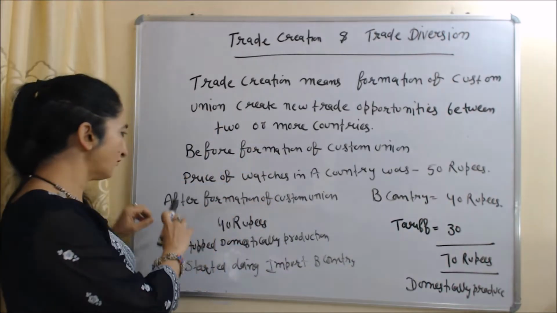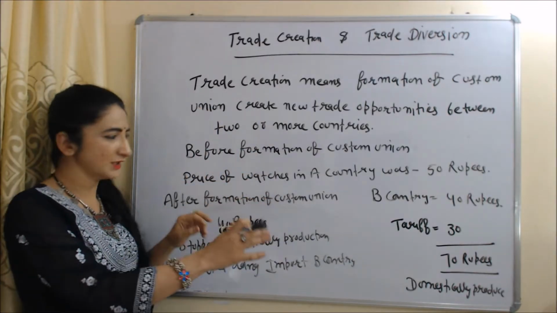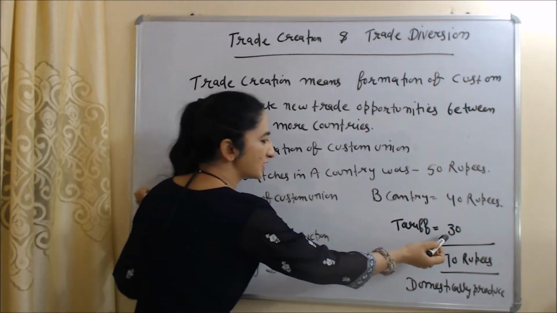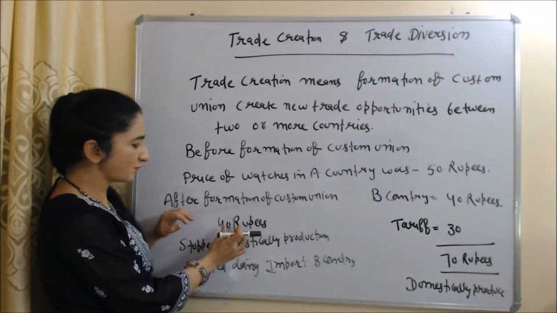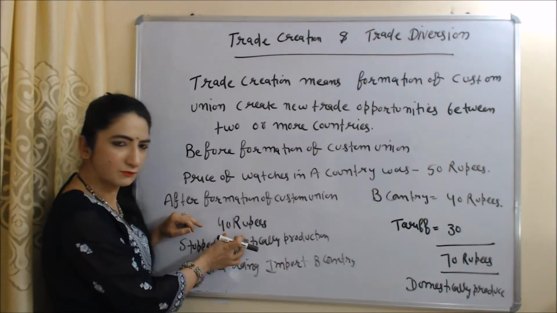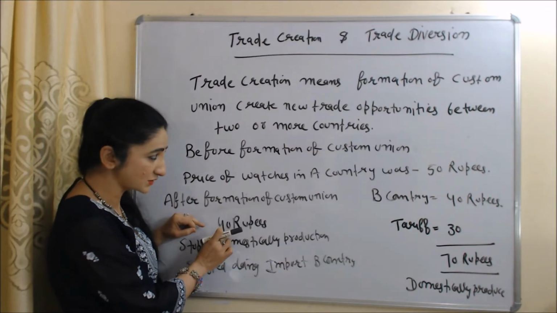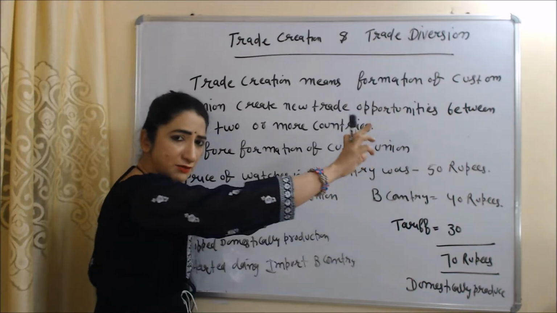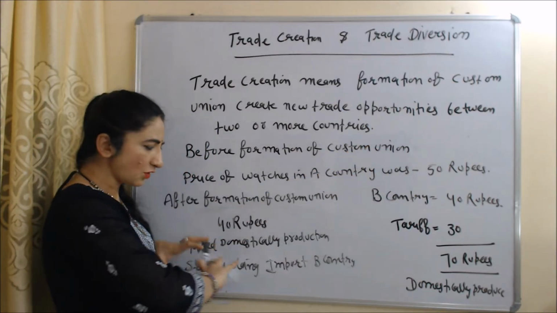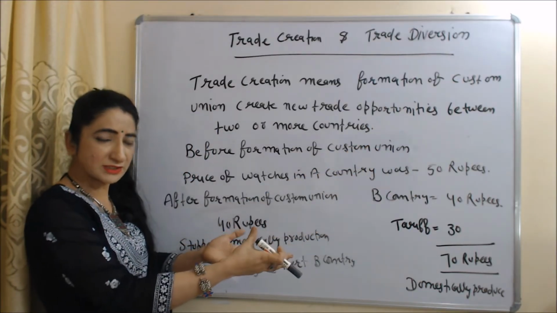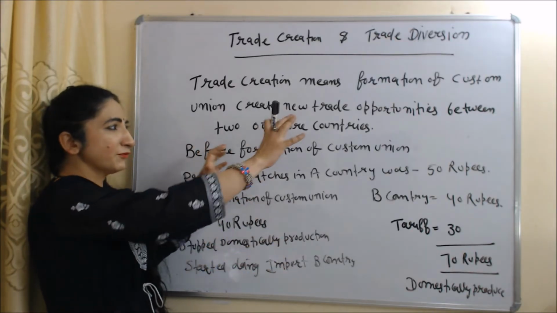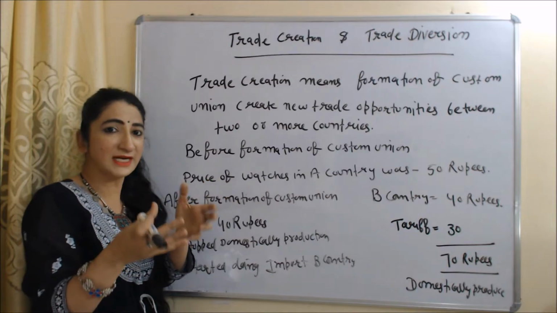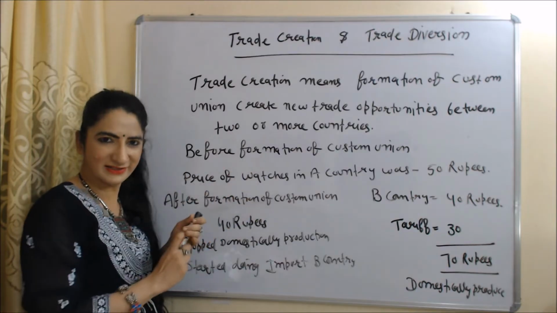On the other hand, after the formation of the customs union, A country removed this 30 rupees tariff on B country. As a result, the price of B country's watches becomes 40 rupees. Now it is less costly compared to A country's watches. So A will stop domestic production of these watches and start importing from B. So here we see how the formation of a customs union creates new trade opportunities for A country.